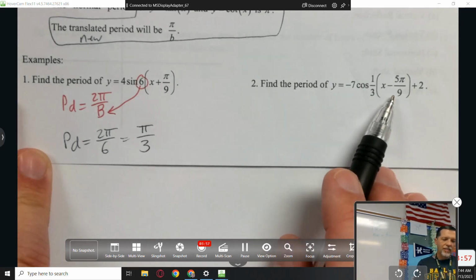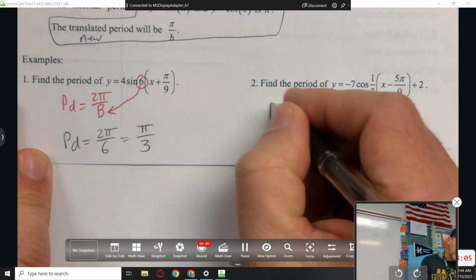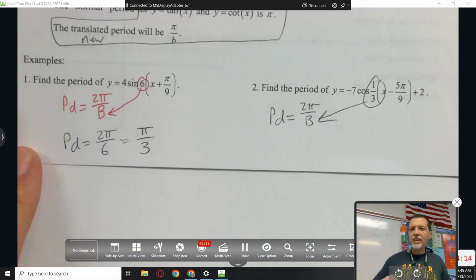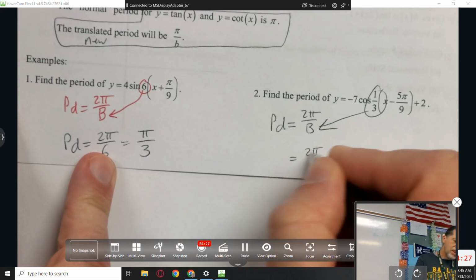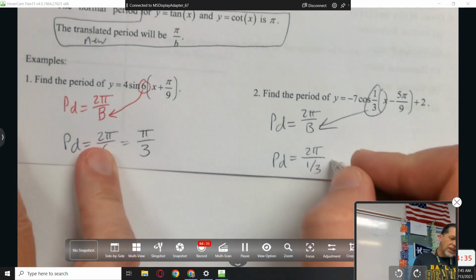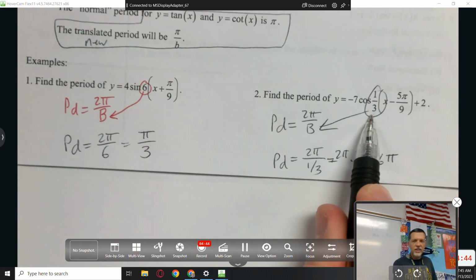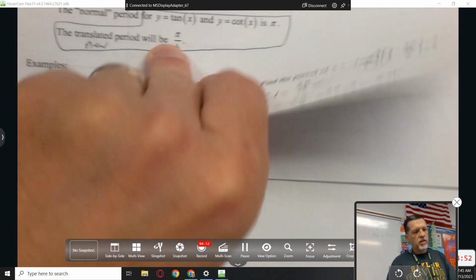Number 2 would be even crazier to graph because it's stretched by 7 and flipped and moved up 2 and right 5 pi over 9, but that's not what we're concerned about. We just want to find the period. Fraction. See if you can figure out what that is. You need to hit pause, I bet. 2 pi over 1/3. What does that turn into? Two pi divided by 1/3? 6 pi. Keep it, change it, flip it if you need to. 6 pi. And so, yes, if B is less than 1, it stretches it out. If B is bigger than 1, it squinches it up. Squinch being the official math term for what's going on there.